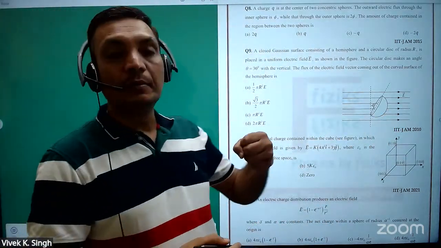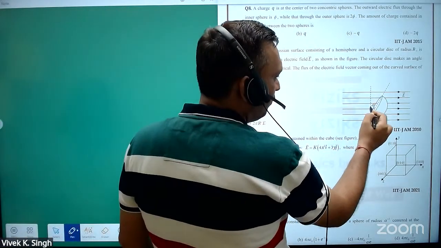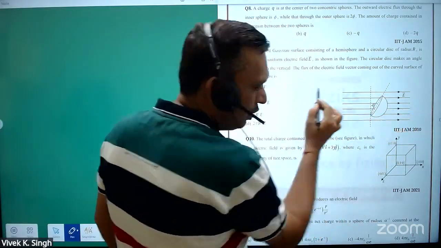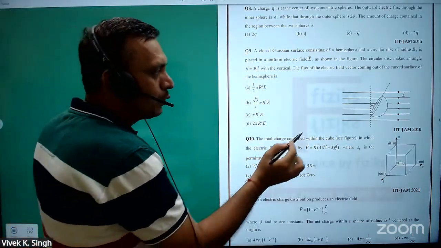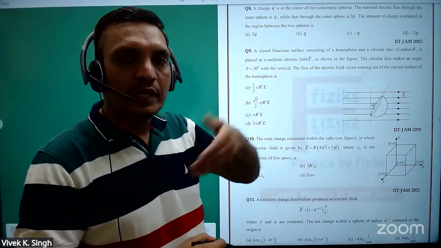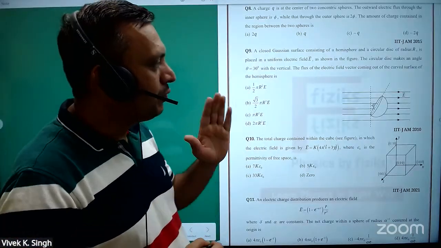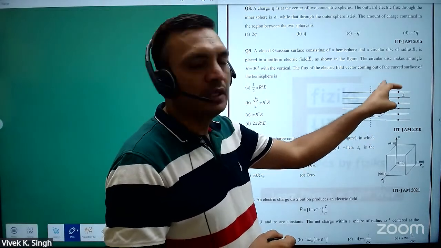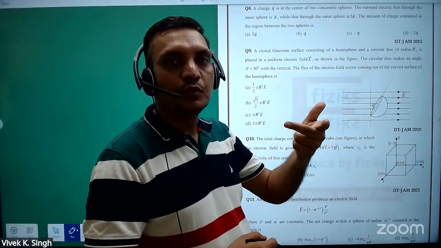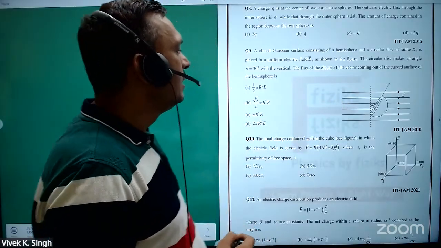So flux is the number of field lines. In this situation, whatever field lines pass through this circular disk will come out through the hemisphere. Instead of calculating through the hemisphere, because if you calculate through the hemisphere you will get the answer, but the calculation will be lengthy, and you have to use spherical polar symmetry. What we will do is calculate the flux through this circular region. Because the field is uniform and the area is fixed, you just have to see the angle between E and the area element. So let's see how I will solve this question.